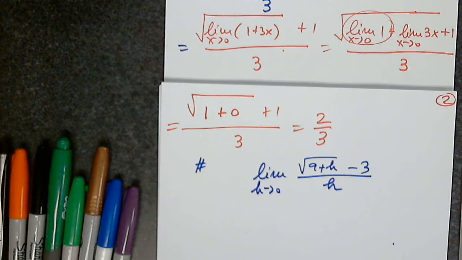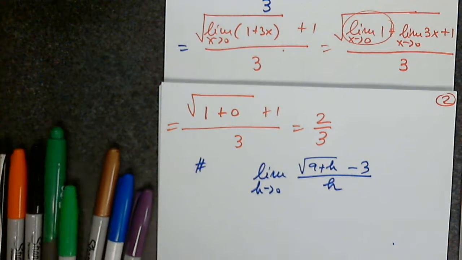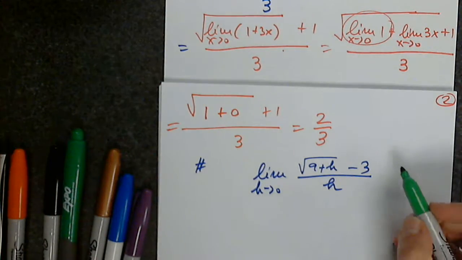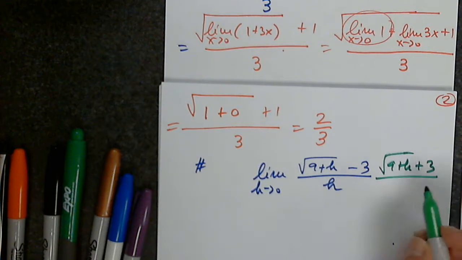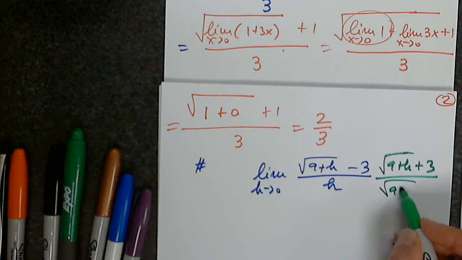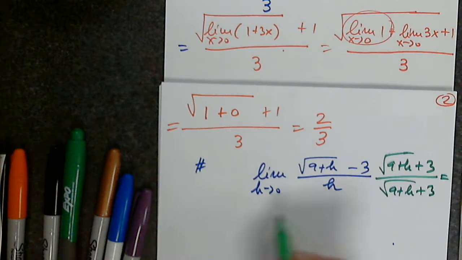I can do that. But how? Multiply by the conjugate. Good. What is it? The square root of 9 plus h plus 3 over the same thing. Very good. Excellent. Good point. Good start.